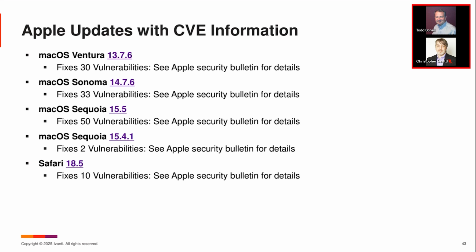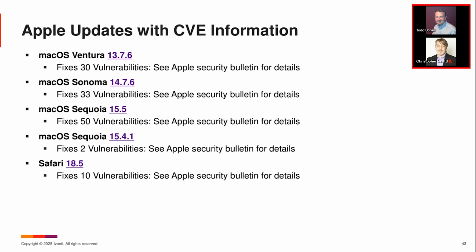We also saw kind of a dot release on Sequoia in the middle of April. But the latest update they did jump from 15.4 to 15.5, and again addressing 50 vulnerabilities there in that one. So a large update for the most recent operating system. They do support 3 versions, Sonoma and Ventura, going back 2 other years there. 33 vulnerabilities and 30 vulnerabilities addressed as well.